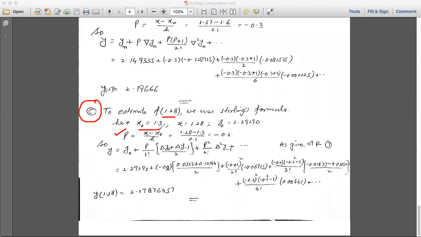x naught is 1.3, y naught is 2.29290, and similarly all the other values, delta y naught, delta y minus 1, as you can see in the table, all of these values are given. So please simplify it, and after that you will see the answer comes out 2.27876457. Okay, we need to put all the values and then simplify it.